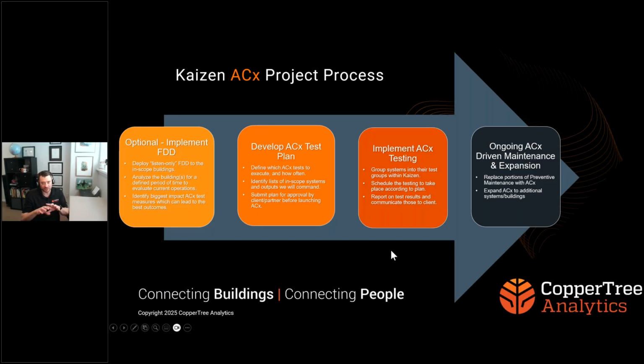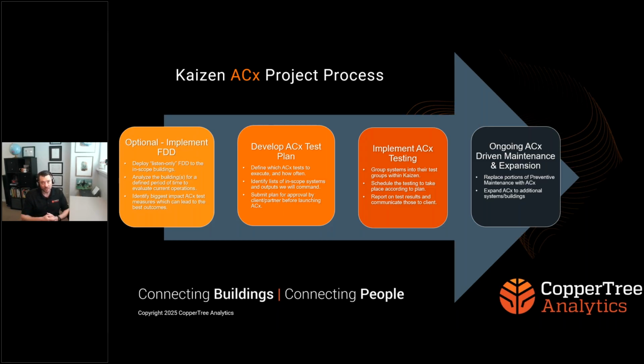So just to give you an idea of the project process of how things typically roll out, the first step is optional. It is to implement FDD. If you have FDD already in your building, you've got all the data, everything's ready to go, we are able to move with confidence. We know exactly what we're up to. We know all the systems are already mapped, they're already tagged. We can move into developing the plan.